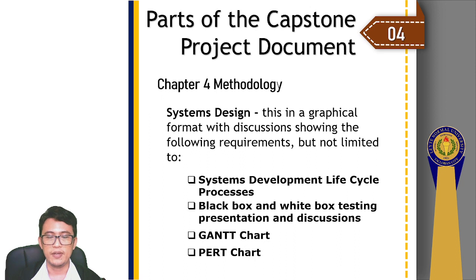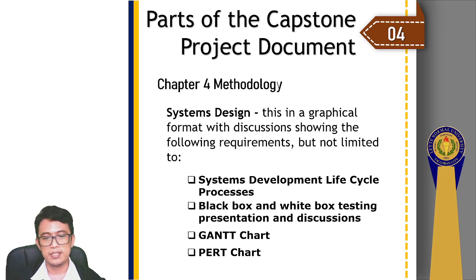Then we have the Gantt chart of activities. The Gantt chart of activities basically lists the things that you are doing step by step based on your systems development life cycle, but other phases or activities can be included here. This is in a tabular form with a specific number of months and days, and there are also graphical representations of this.